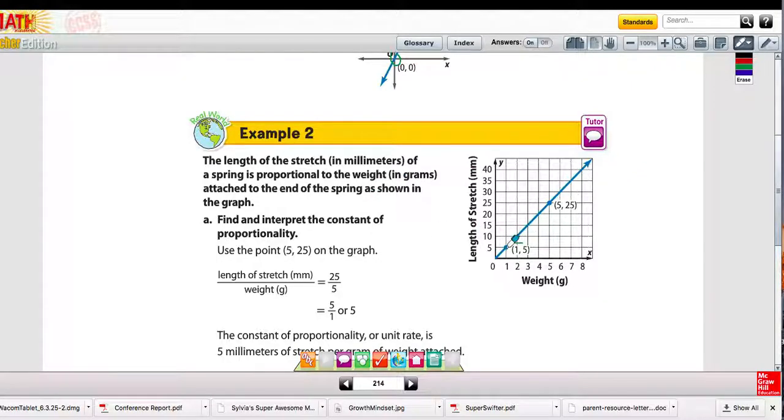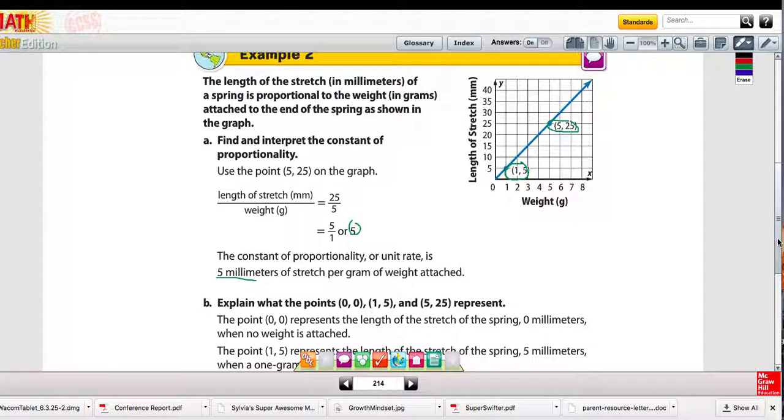All right, moving down to example 2, we have a graph here, and it doesn't matter which point you take to find that constant of proportionality. You can take 5 divided by 1 or 25 divided by 5. Either way, you get 5. So the constant of proportionality in this example is 5 millimeters.